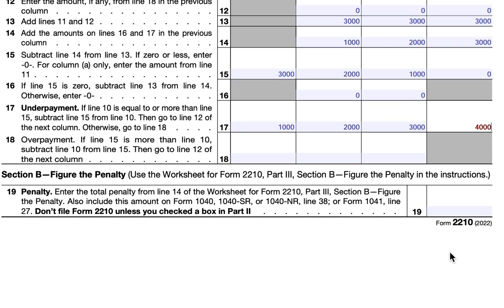So if you have any questions, we've written an entire article about this. You can refer to it at our website, teachmepersonalfinance.com. Simply type in IRS Form 2210 in the search bar.